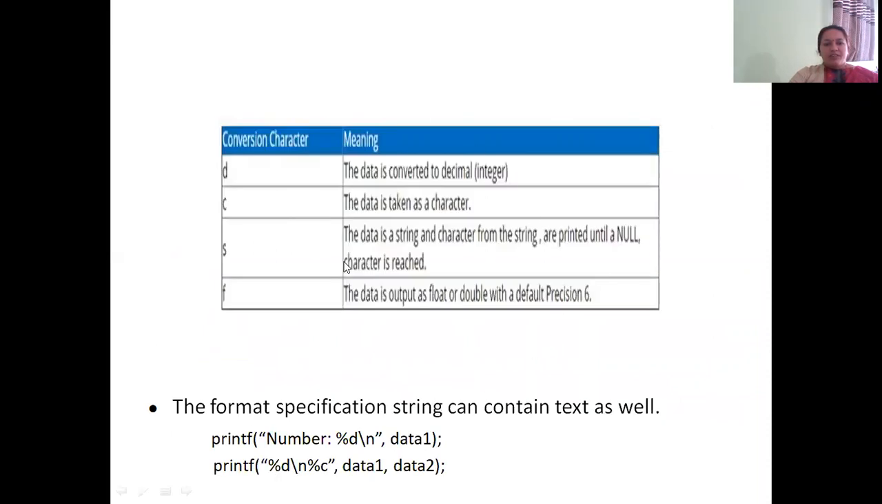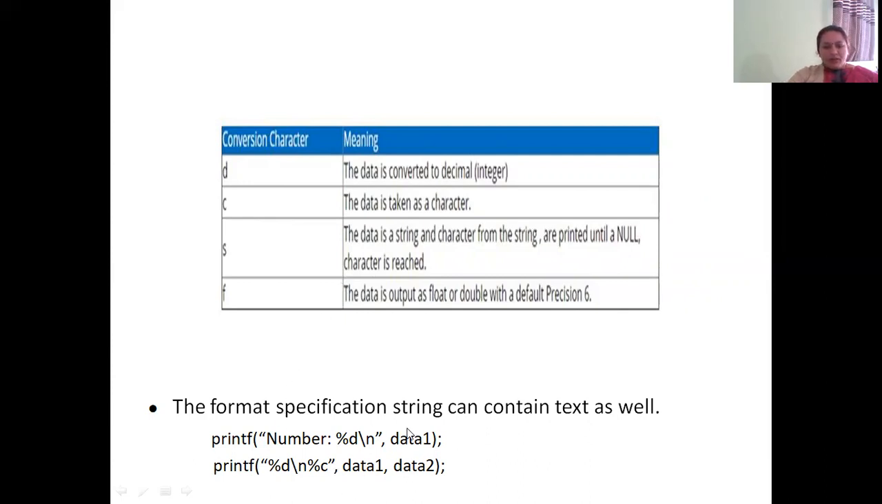The format specifiers, which are indicated by a percentage symbol, convey a significant meaning to the compiler. The conversion character d along with the percentage indicates to the compiler that the data which comes next is a decimal integer. The conversion character c indicates that the data is a character, s indicates a string, and f indicates a floating point value with a precision of at least 6 digits after the decimal point.